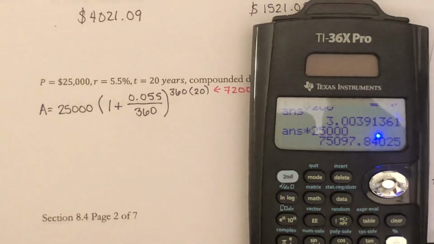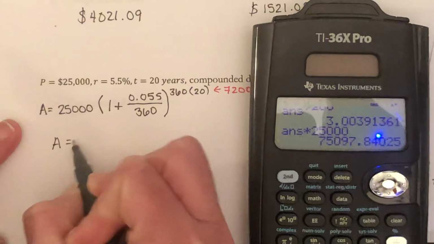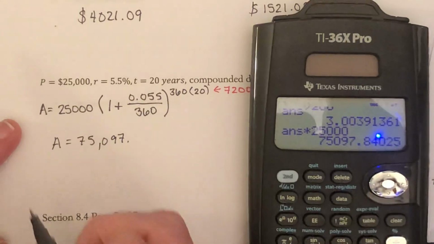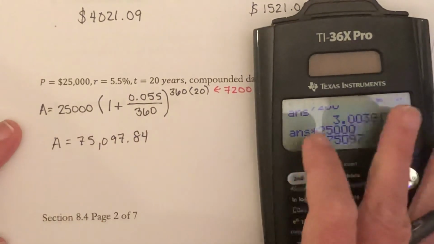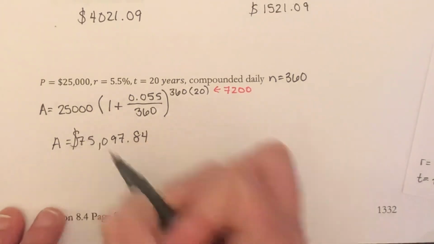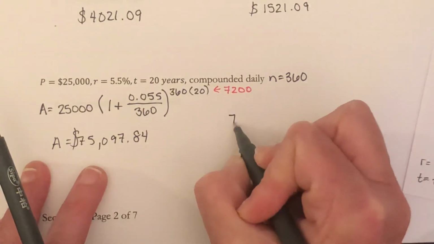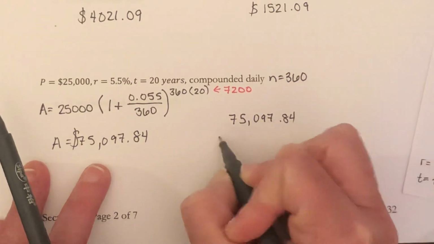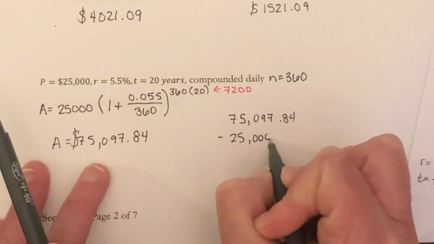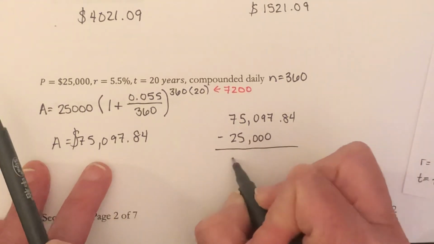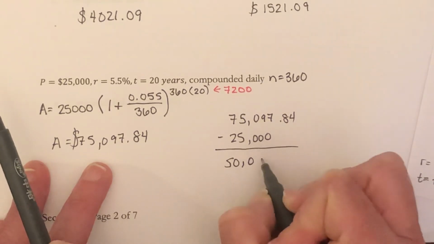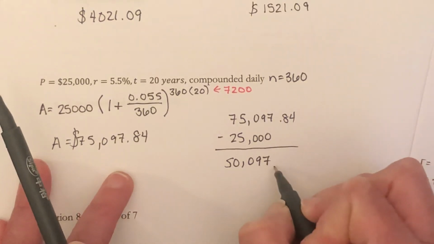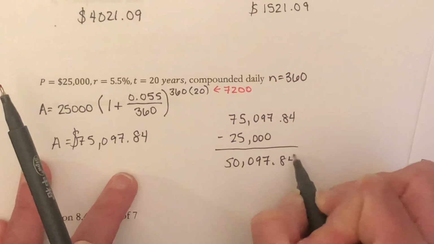And we get $75,097 and, to the nearest cent, 84 cents. So that's how much money we would have at the end of that period. So how much do we make in interest? $75,097.84 minus the $25,000 we originally invested gives you $50,097.84 in interest.